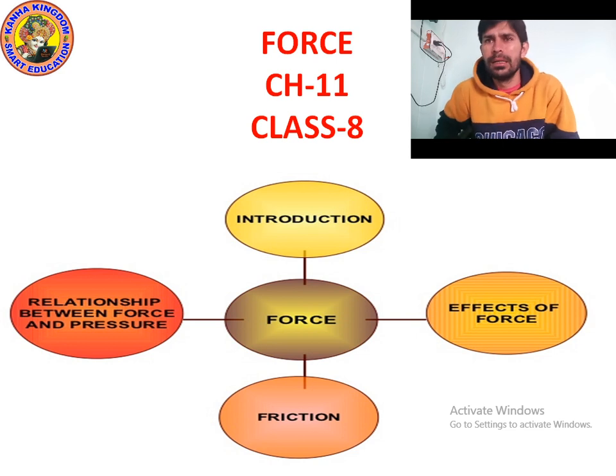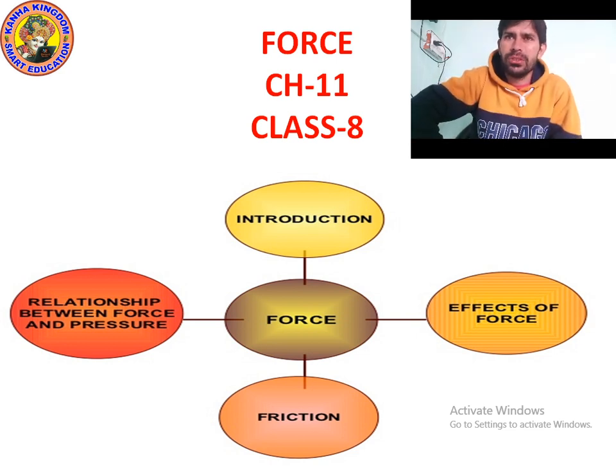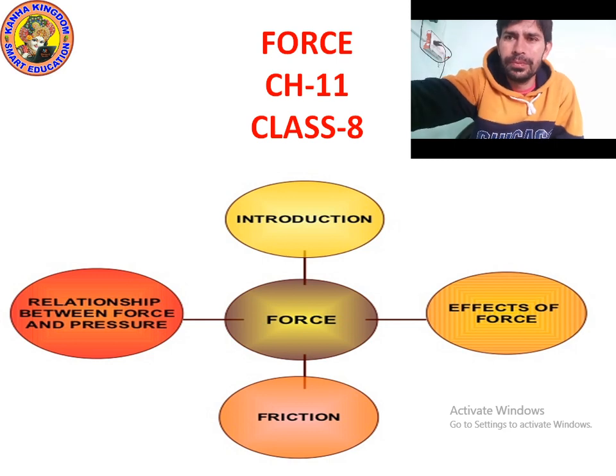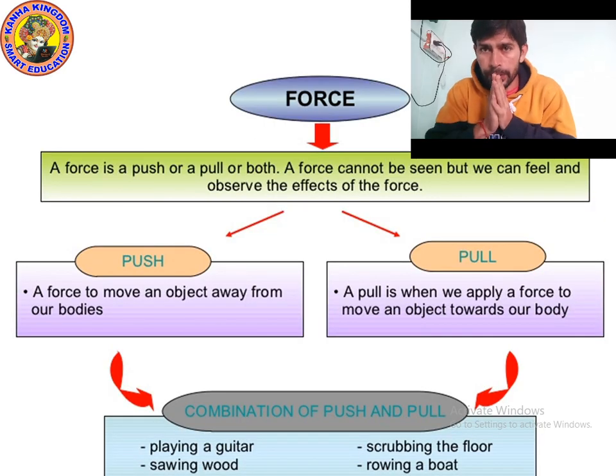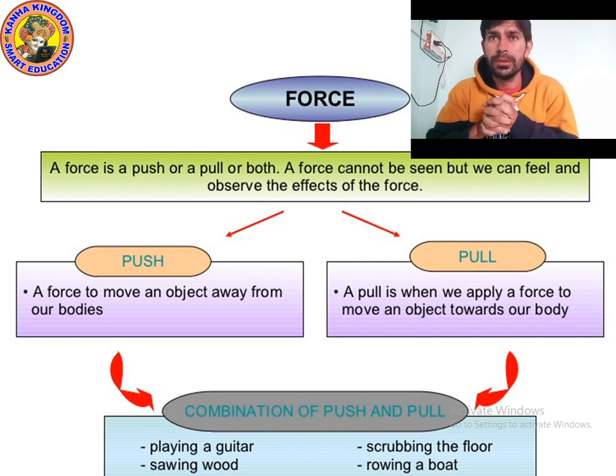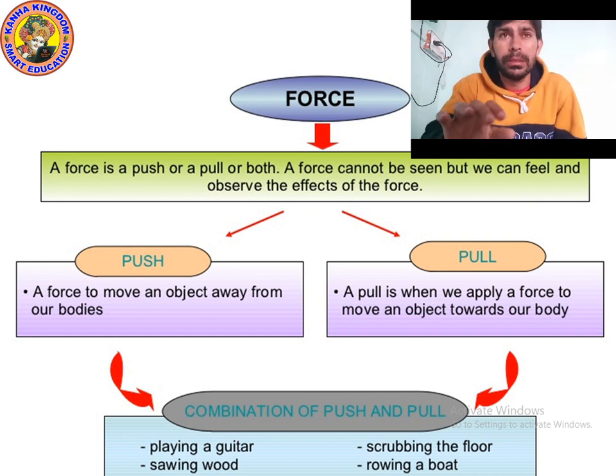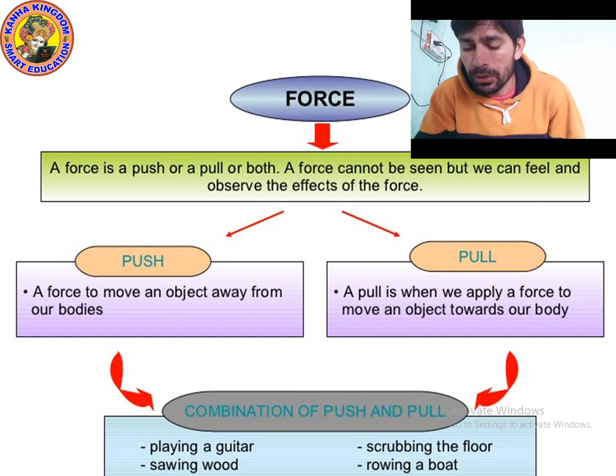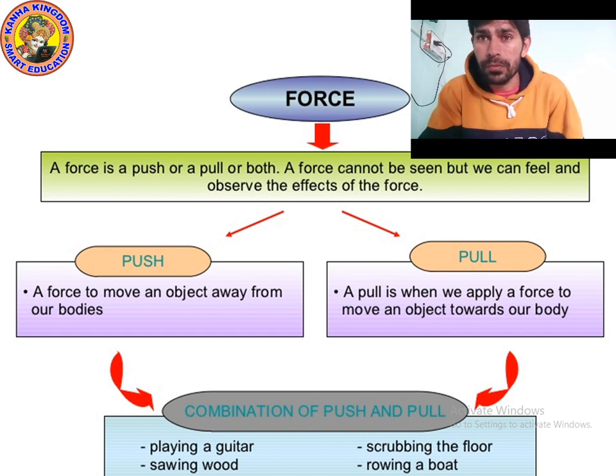First of all, let's see the definition. What is the definition of force? Force is a push or pull. When a push or pull is applied on an object, it is said that force is being applied on that object. A force is a push or pull or both. You can say that to push or pull an object is called force.